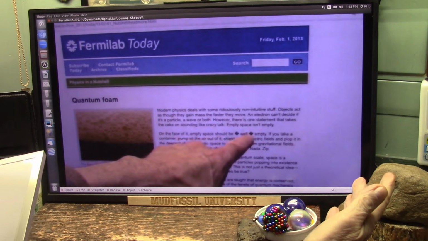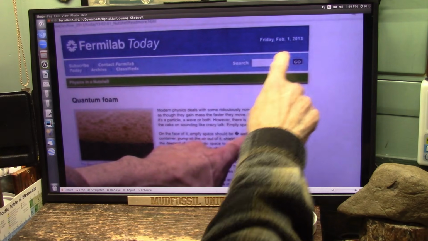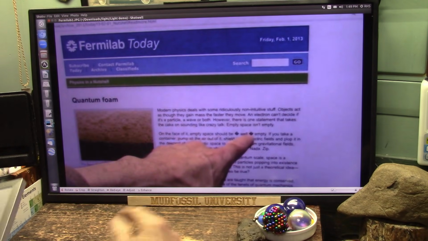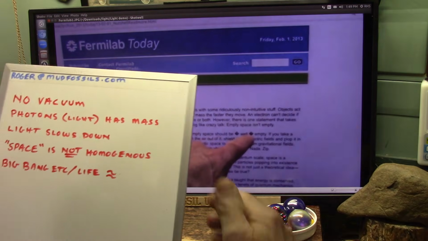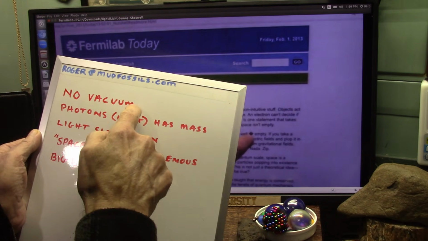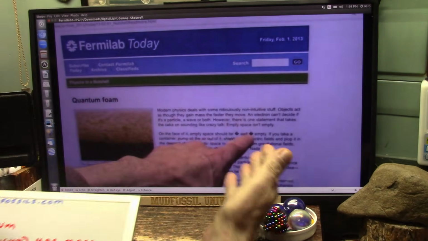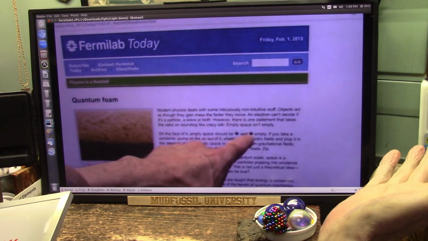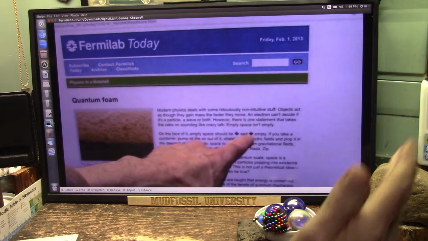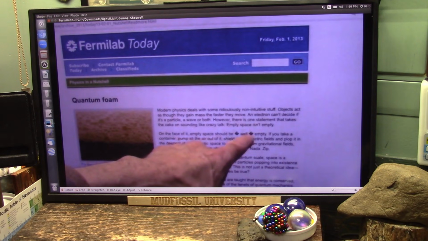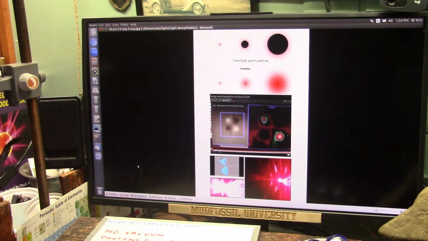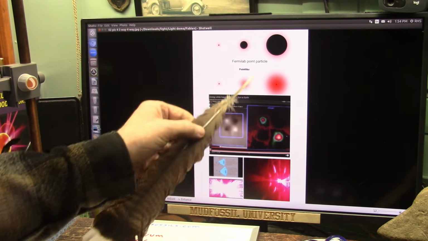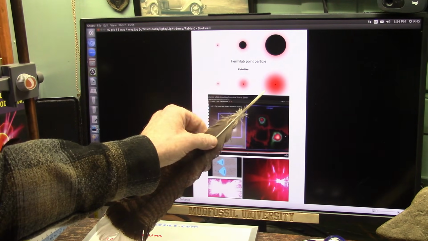Nobody's disputing this. This was from 2013, Fermilab. Don Lincoln, I went around and around with him. I say there is no vacuum. There is no vacuum. He's saying the same thing. Only they say that light has no mass, so it just goes through. It doesn't matter if there's a vacuum or not. Well, that's just not true. Light has mass.